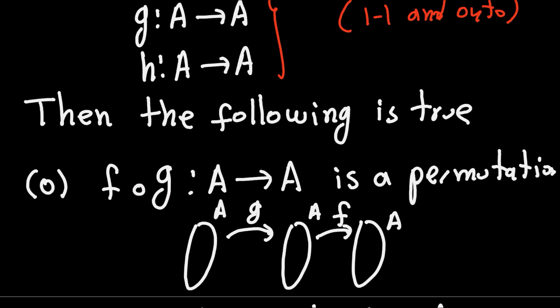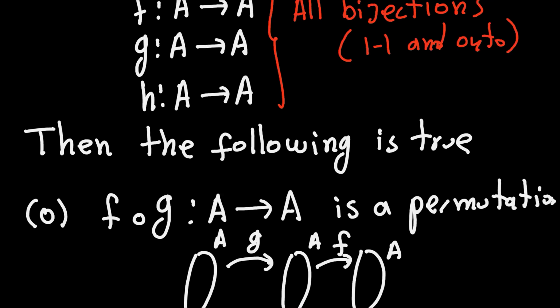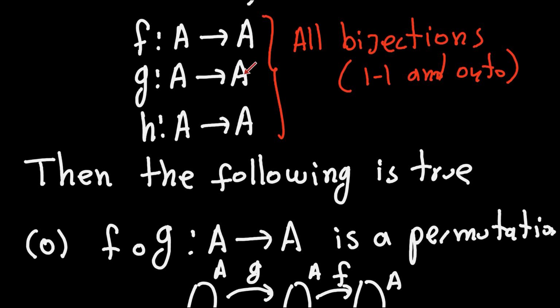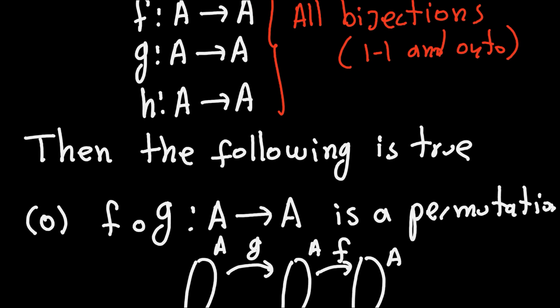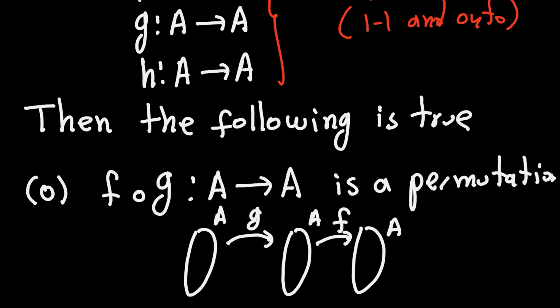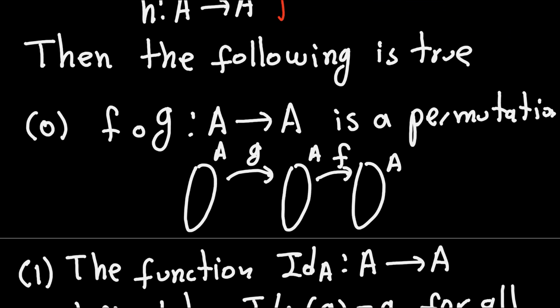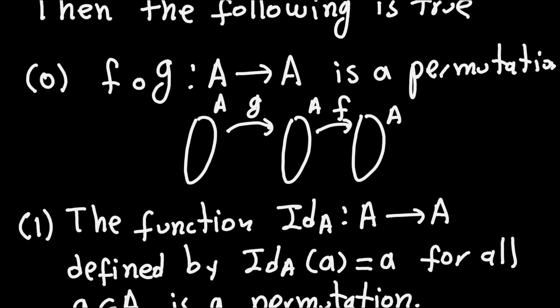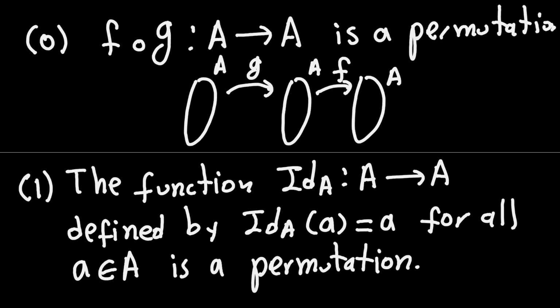So the composition of the functions f and g also goes from A to A. If you do the composition of this function with this function, it's going to give you also a function from A to A. That composition is also a permutation. Recall the composition is you do the operation of g first and then f. So you go all the way from A to A, doing the operation of g first and then f. That's going to be the composition. So basically what this part, number 0, is saying is that if you have a permutation and another permutation and you do the composition, the result is another permutation.